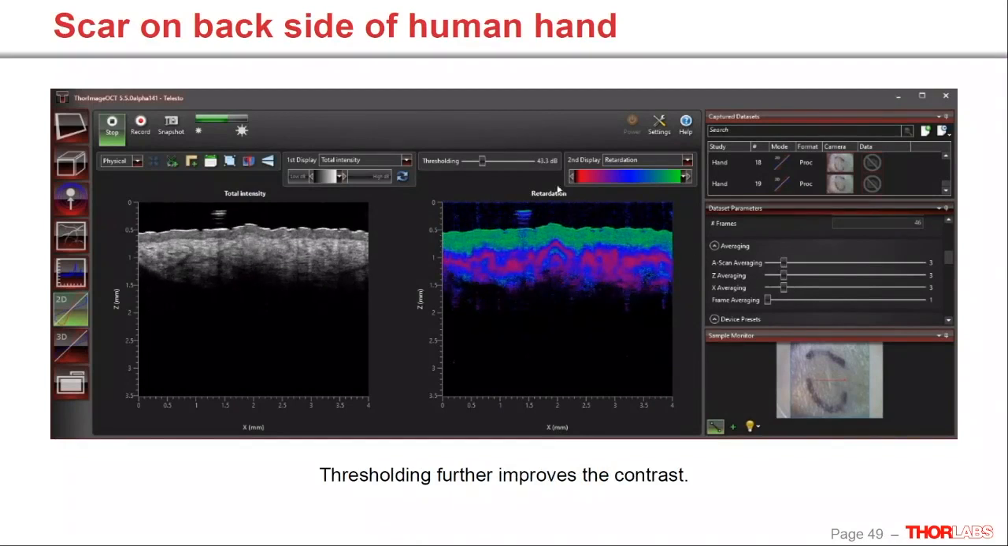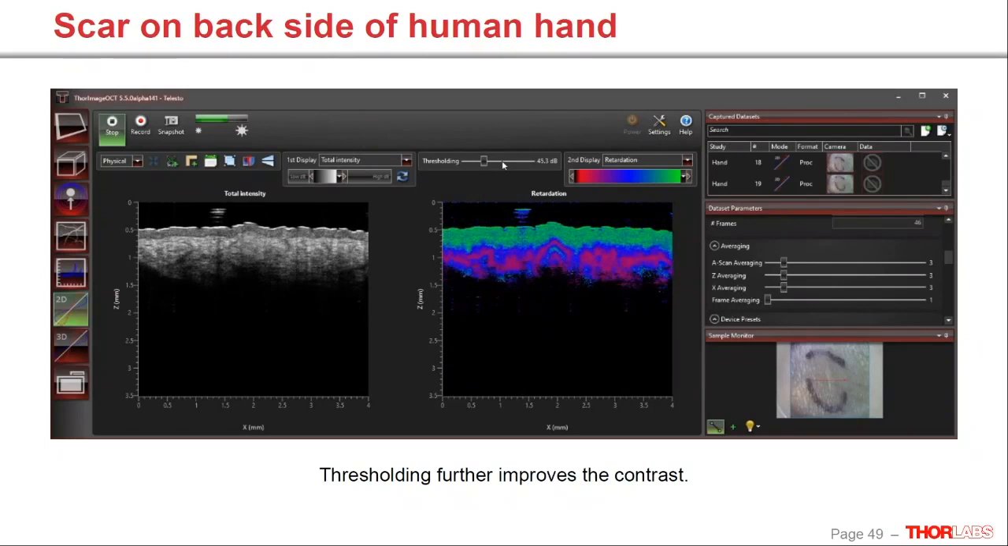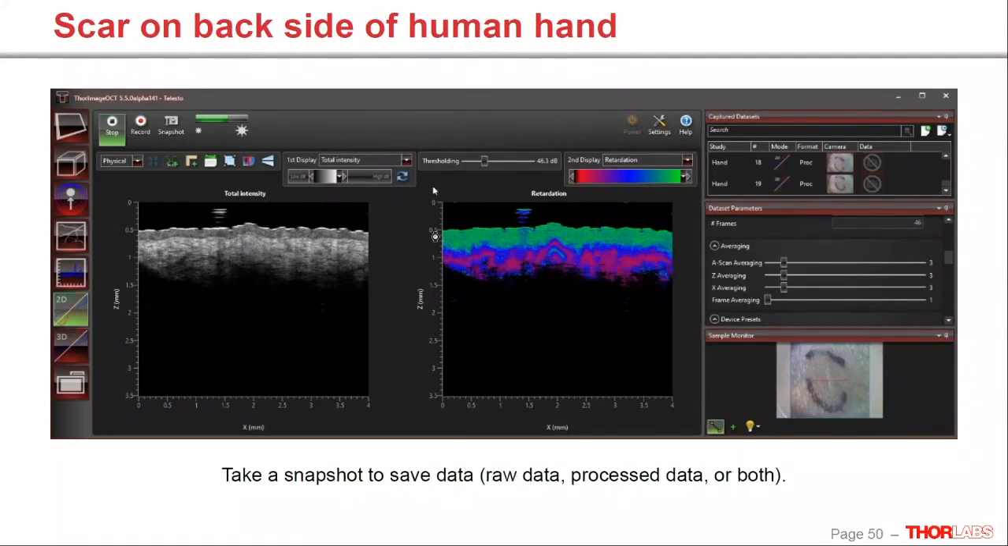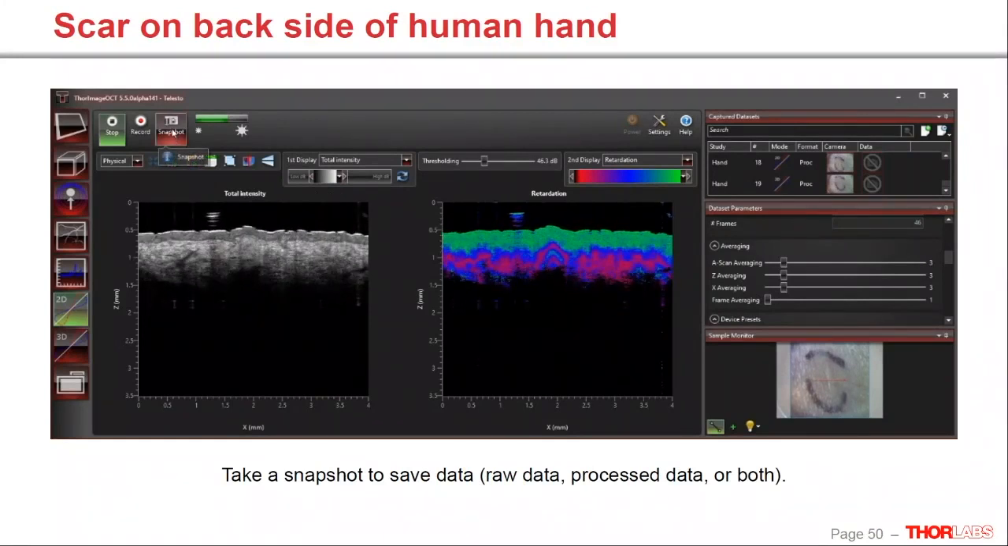And another method that was already applied here and that I'm changing now a little bit to adjust it is thresholding. And that is to combine the total intensity image with the retardation, and wherever we have very low intensity signals, and so we expect no meaningful polarization information, we just threshold that information here in the retardation image and set that to black. And then we can just take a snapshot and store the data for later analysis and maybe post-processing.